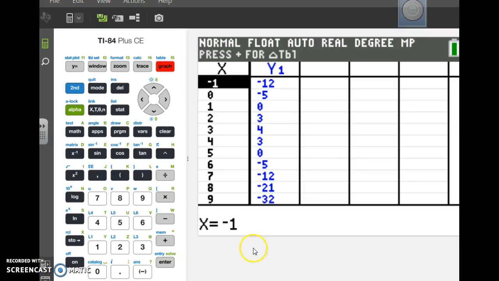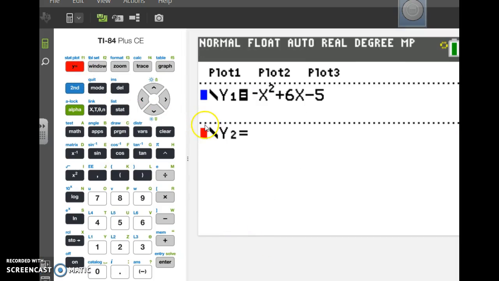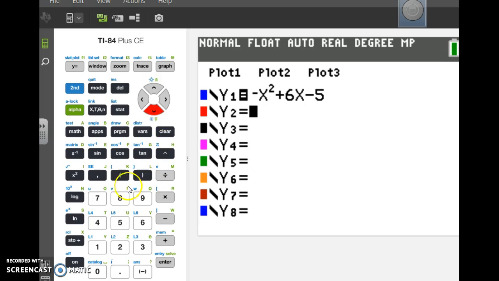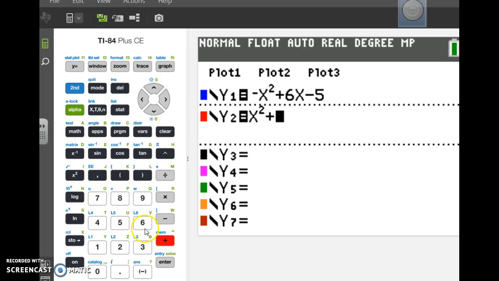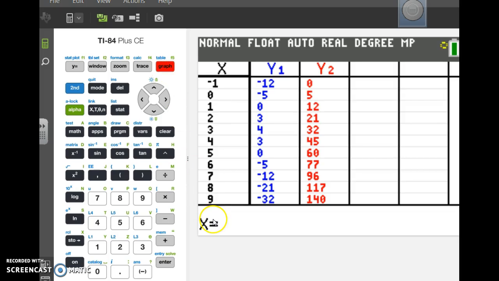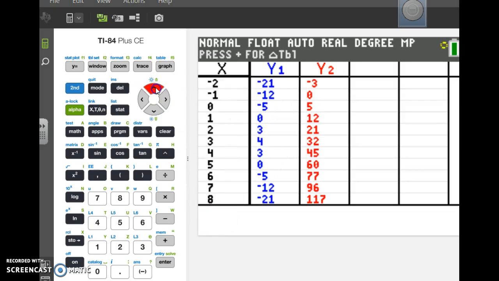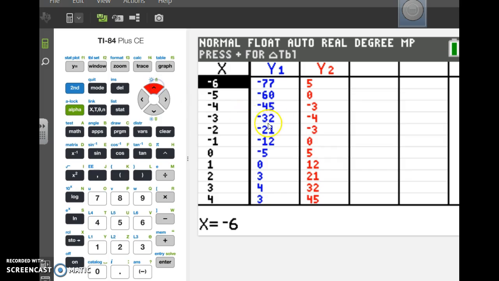So if I go back to my calculator, I'll leave the other one in there. I'll do this one as the red one. So I'm going to put in x squared plus 6x plus 5. And if I go to my graph, all right, so I want to find my vertex first of all. My vertex should be at negative 3, negative 4, and then I have the values on the other side.